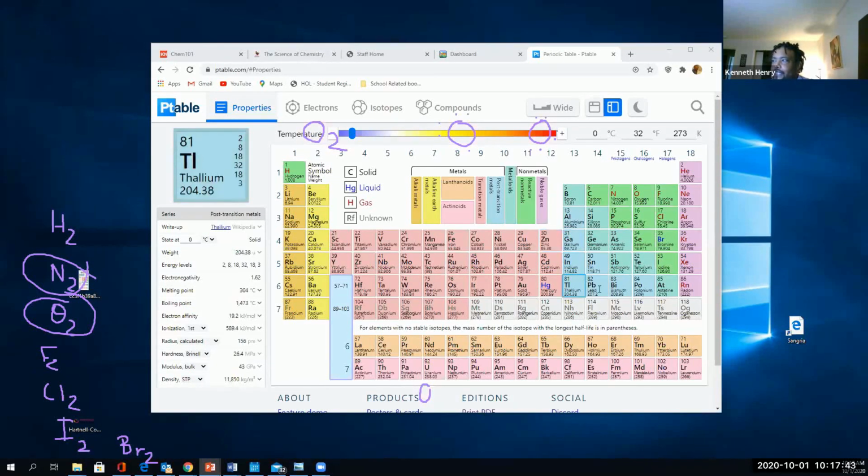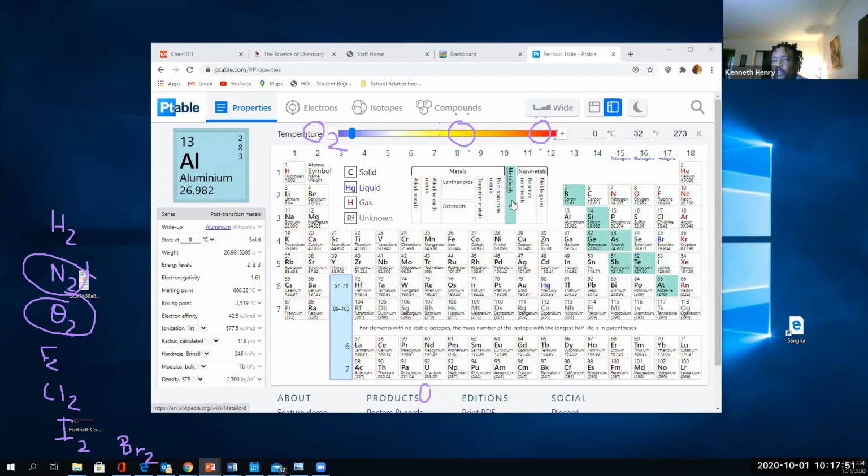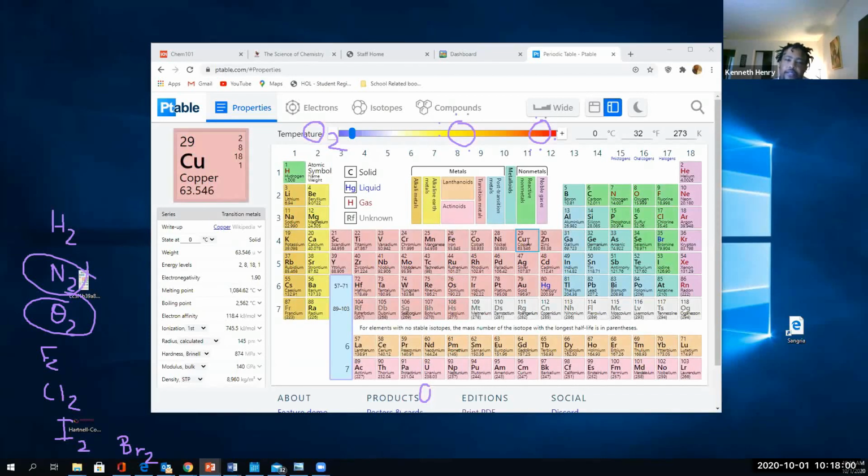Although these guys are called post-transition metals, and they're going to behave crazy every once in a while. Your metalloids, for the most part, are going to obey that rule, but there are going to be some exceptions that act kind of crazy. And then these guys are transition metals. That rule does not apply. Transition metals are constantly changing. That's why we call them transition metals.